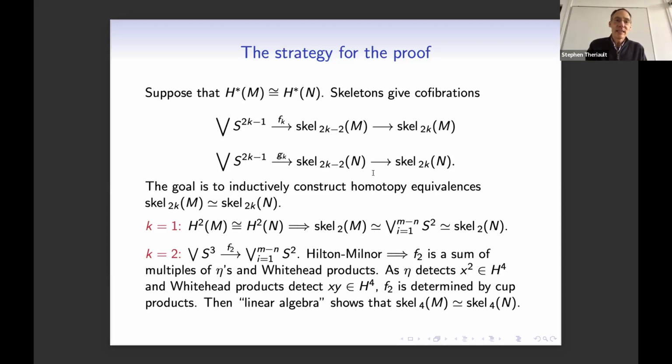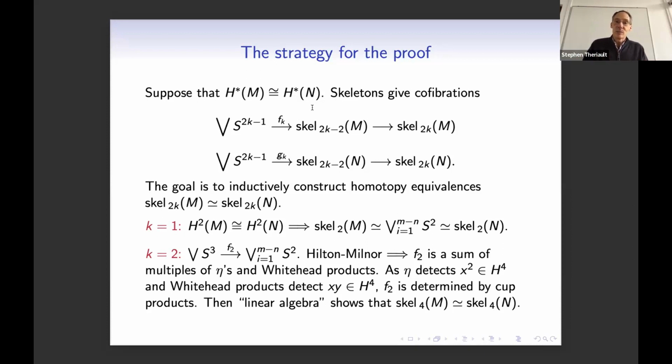For the k equals 2 case, you're looking at an attaching map, say in the M case, where you would have a wedge of S3s mapping to a wedge of S2s. And you look at what that map is doing. So if you restrict to each S3, you have a representative of an element in pi 3 of a wedge of two spheres. And the Hilton-Milnor theorem describes these kinds of maps.